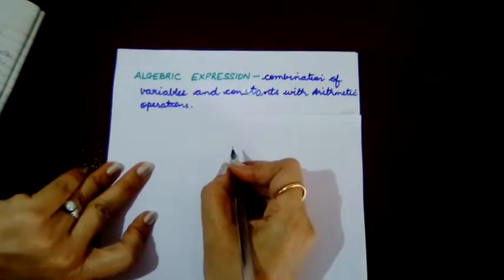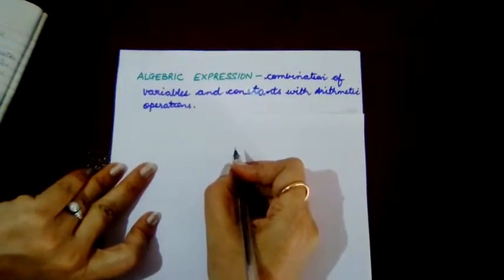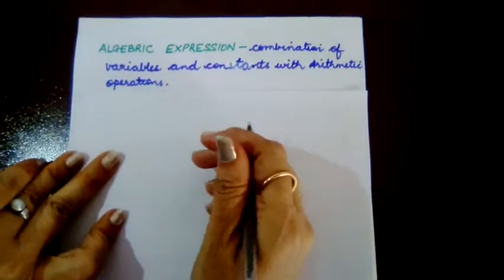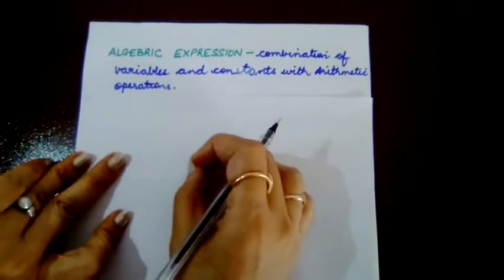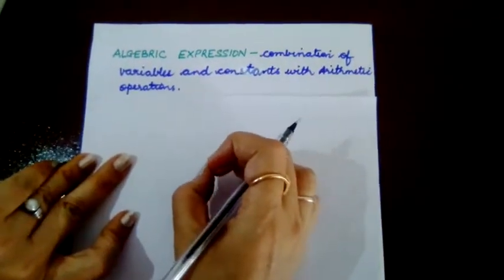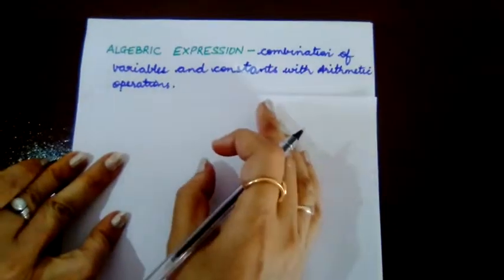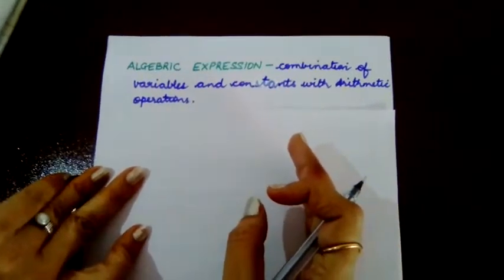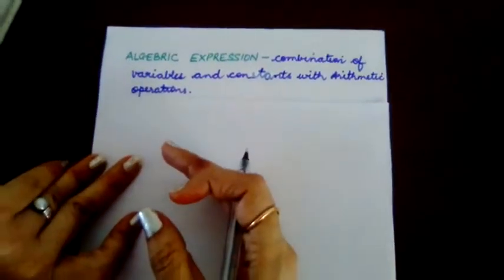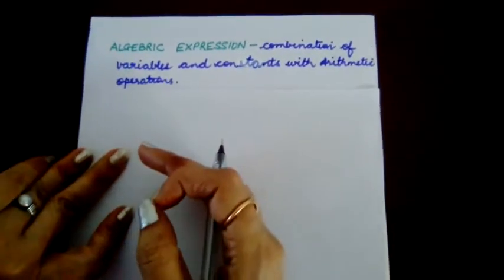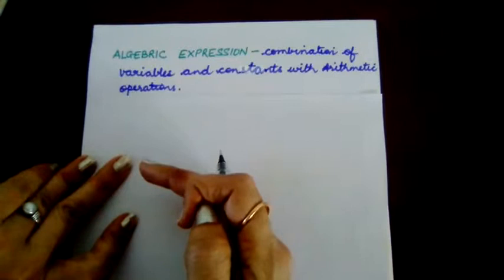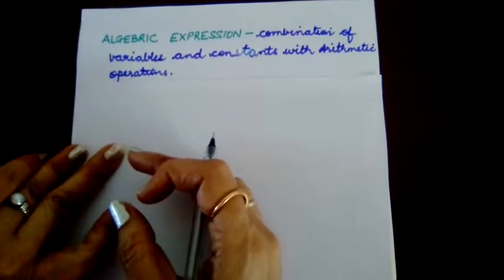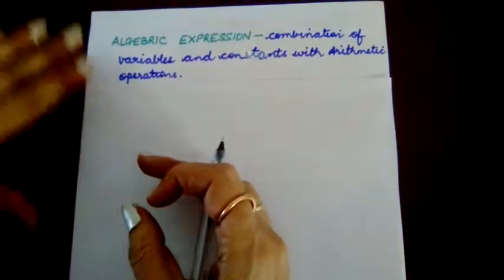Algebraic expression: a combination of variables and constants with arithmetic operations. For example, if we say there are 5 chocolates in a box, so there will be 10 chocolates in 2 boxes, 15 chocolates in 3 boxes, 25 chocolates in 5 boxes, and so on. Here we see a pattern being built up. The pattern is n into 5, where n is the number of boxes. So when we have to express this pattern, we use algebraic expressions.